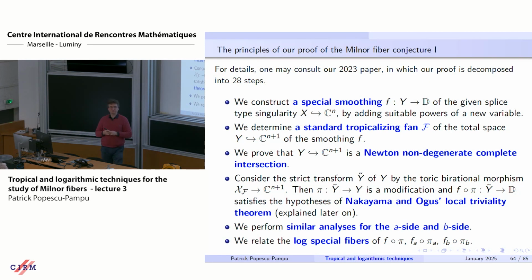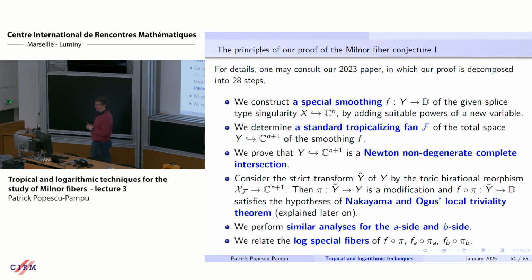So what are the principles of our proof? In the overview paper, we detailed the proof in 28 steps, but really elementary steps. They seem, no? But you see, one has to combine local tropicalization, log geometry, and things like this. So let me tell less than 28.